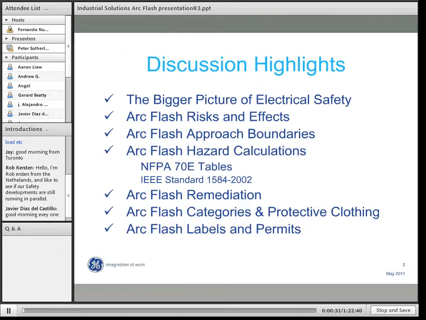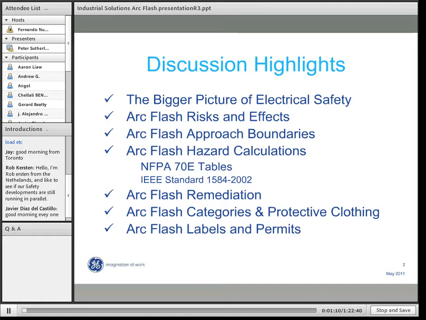The outline is given on the second page, and this gives the basic contents that we're going to cover here. First of all, we're going to look at electrical safety in general and some of the general considerations that have to be addressed when you have any type of electrical safety program, and of which arc flash is one part.